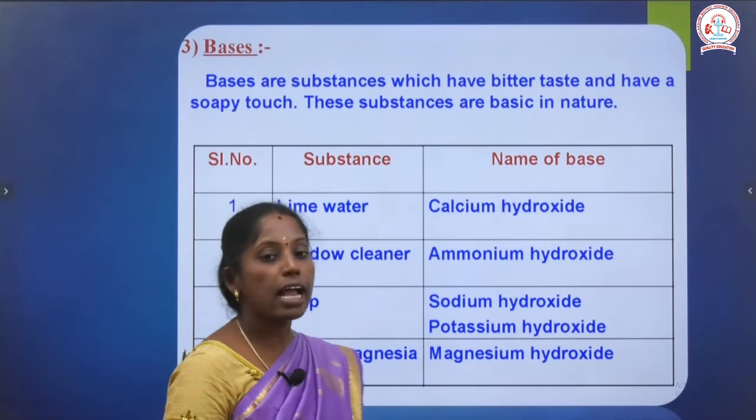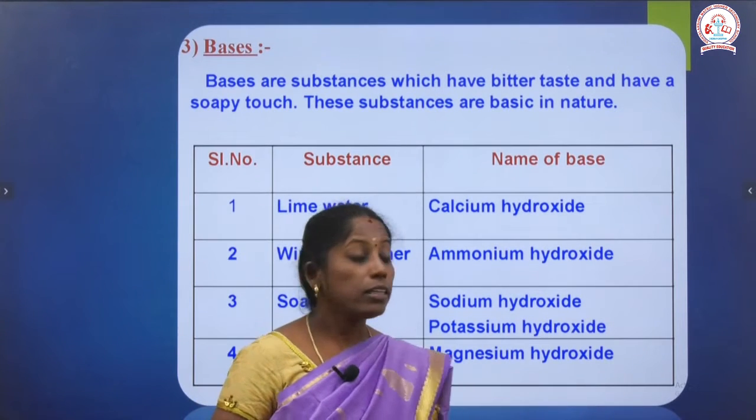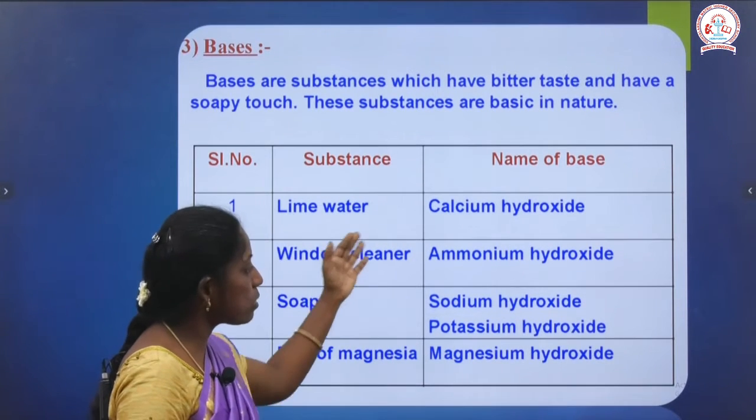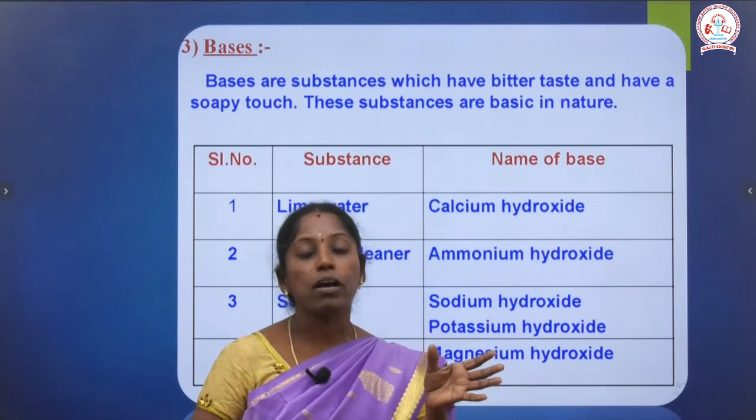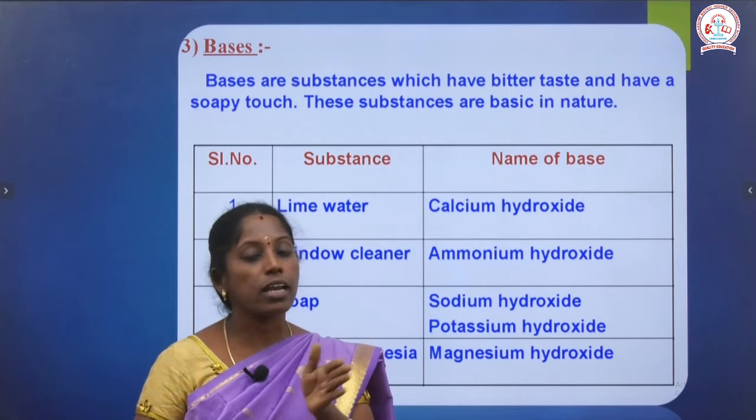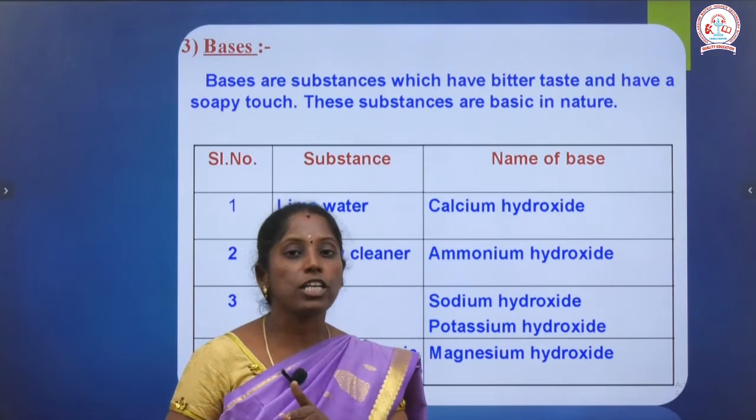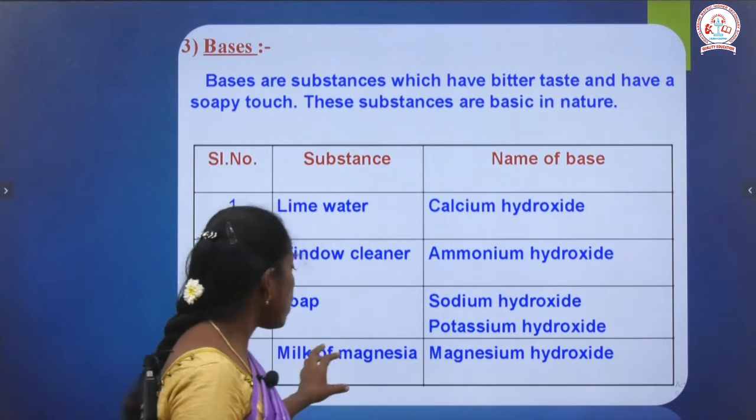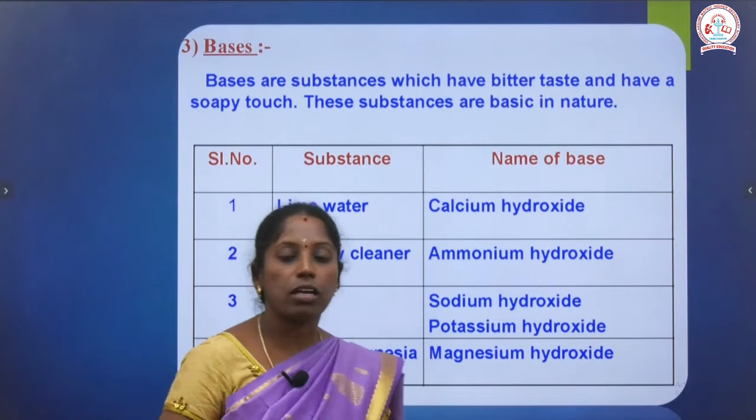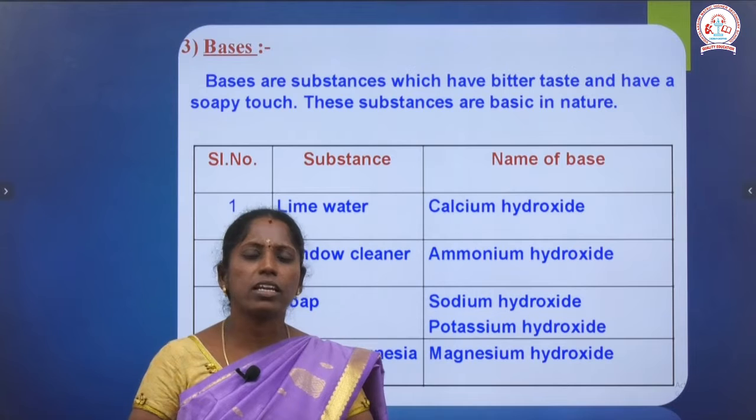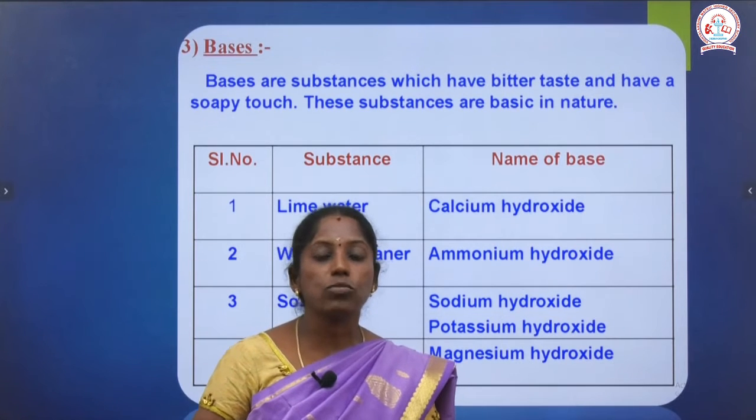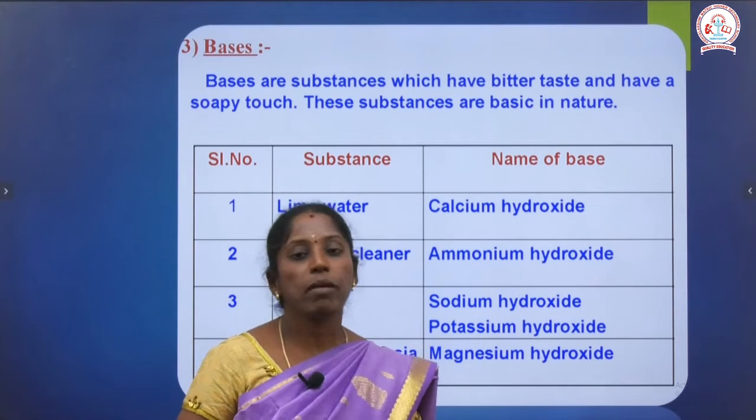Lime water, calcium hydroxide. Then next one is window cleaner. What is the base it contains? Ammonium hydroxide. In soap, one is sodium hydroxide, another soap can contain potassium hydroxide. Then finally milk of magnesia. I told you, for any stomach pain we can drink Gelusil. That contains the base magnesium hydroxide.